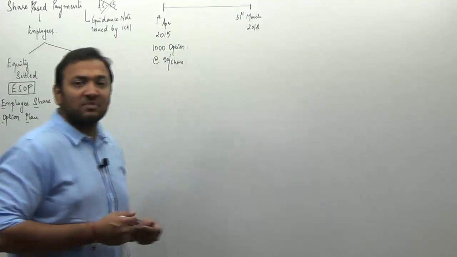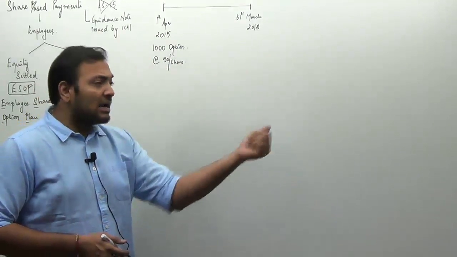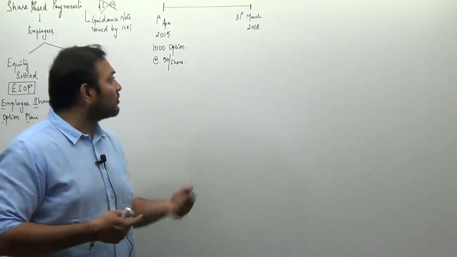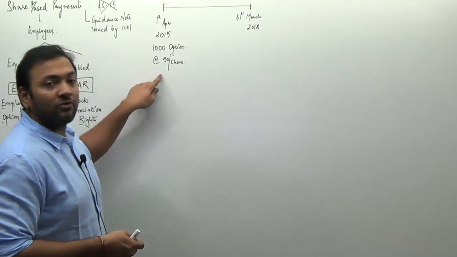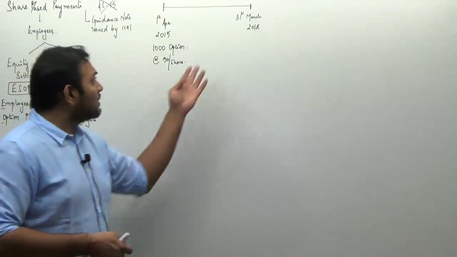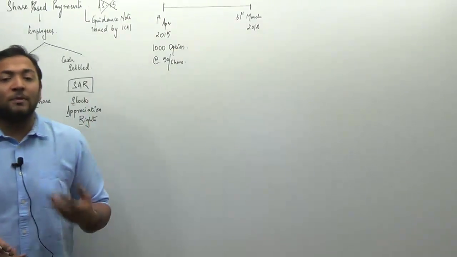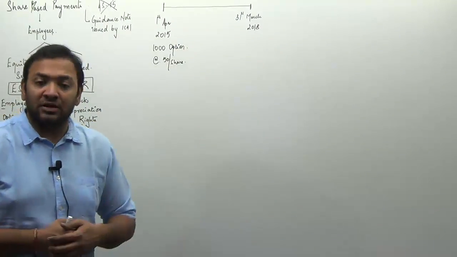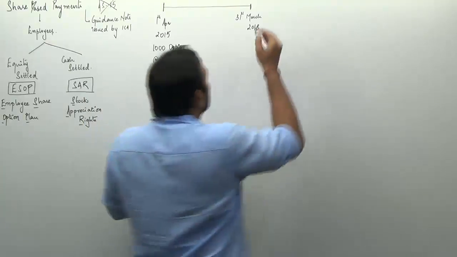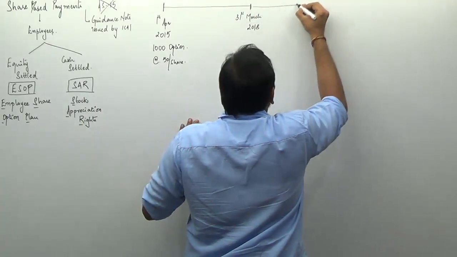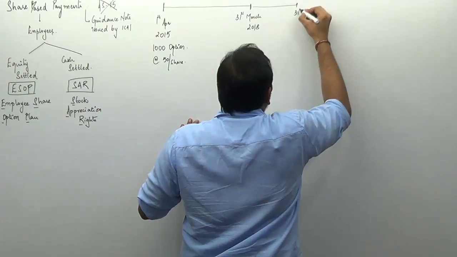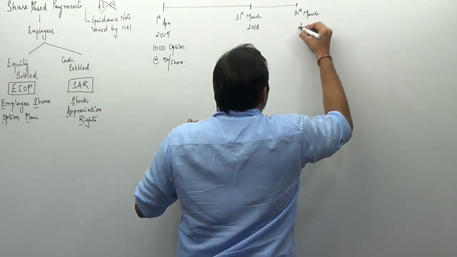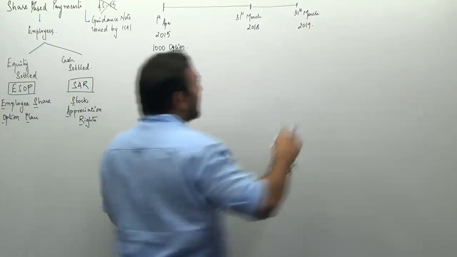Now, exactly on 31st March, I can't say, employee, come give that 50 rupees, not possible, because there is some liquidity you have to think about. 1000 options into 50 rupees is approximately 50,000. The employee's salary might not be so huge that he can make available 50,000 in funds. So, what the company tries to do is give a small window, up to 31st March 2019.